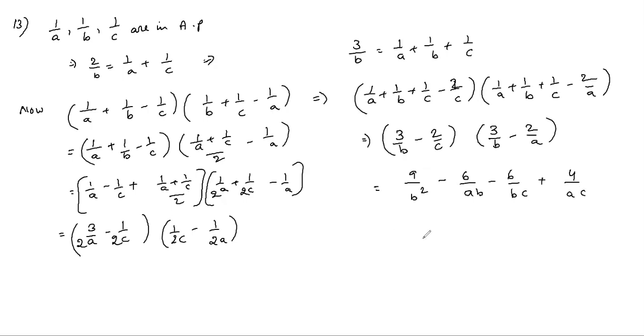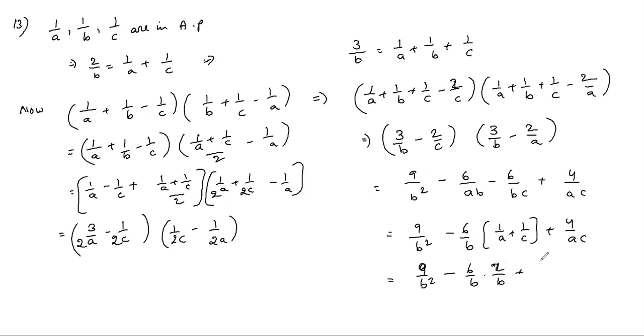So it equals 9 by B square minus 6 by B into 1 by A plus 1 by C plus 4 by AC. 9 by B square minus 6 by B into 1 by A plus 1 by C, which is 2 by B, plus 4 by AC. So it equals 4 by AC plus 9 minus 12, which is minus 3 by B square. So 4 by AC minus 3 by B square.